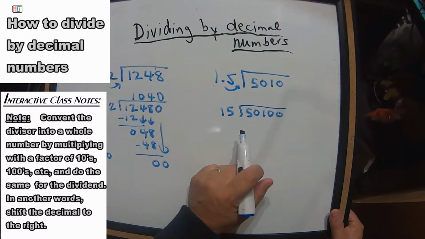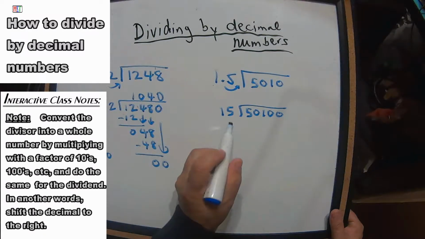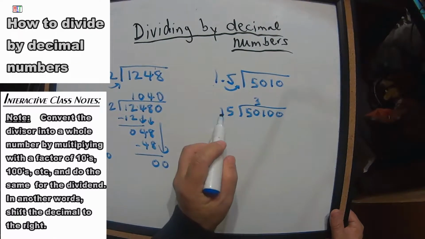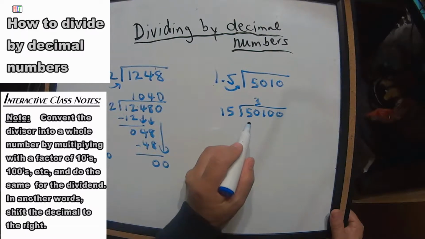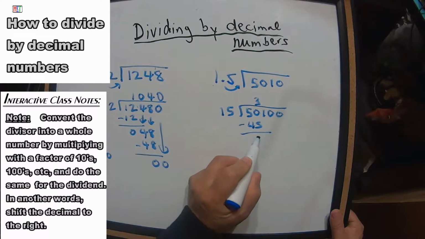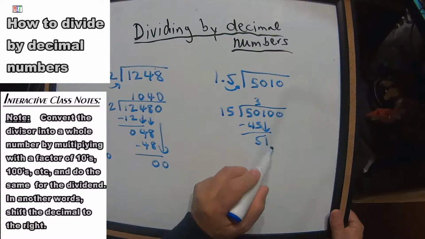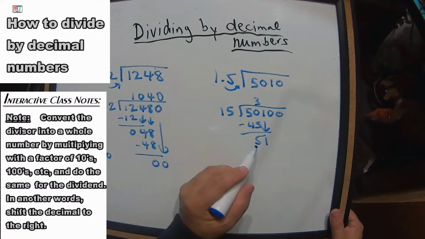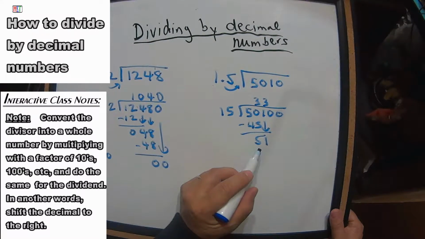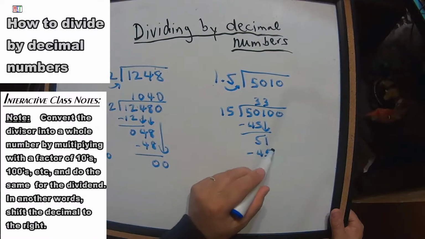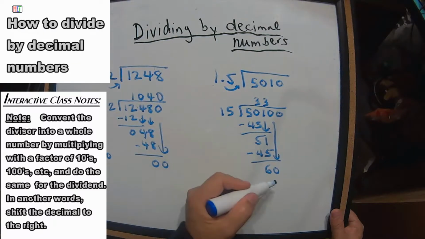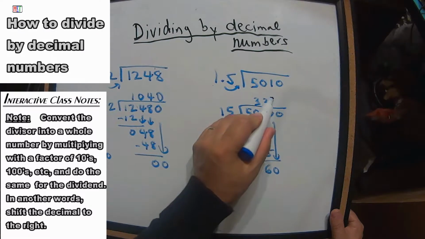Alright, so what's 15 divided into 50,100? Well, 15 can go into 50 how many times? 3 times. 3 times 15 is 45. Subtract the difference, it's 5. Bring down the 1. So we have 51. Can 15 go into 51? Yes. How many times? 3 times. So 3 times 15 is 45. Subtract the difference. We get 6. Bring down the 0. Can 15 go into 60? Yes. How many times? 4 times.